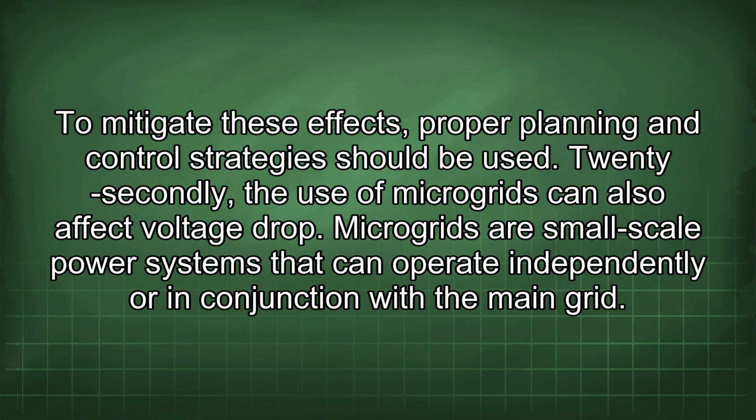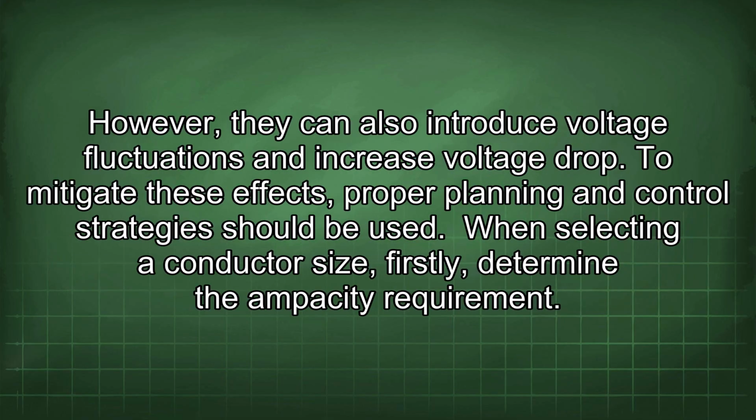22ndly, the use of microgrids can also affect voltage drop. Microgrids are small-scale power systems that can operate independently or in conjunction with the main grid. However, they can also introduce voltage fluctuations and increase voltage drop. To mitigate these effects, proper planning and control strategies should be used.